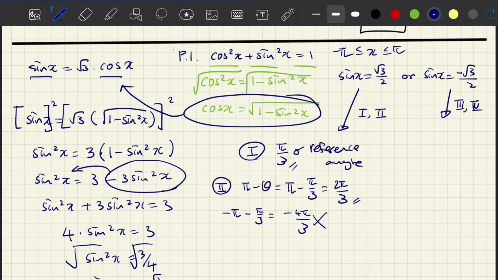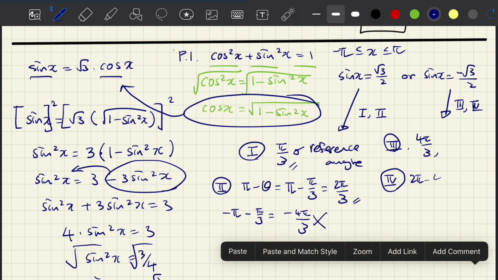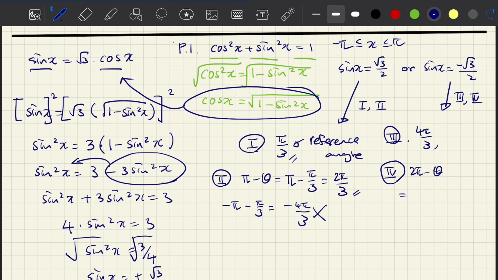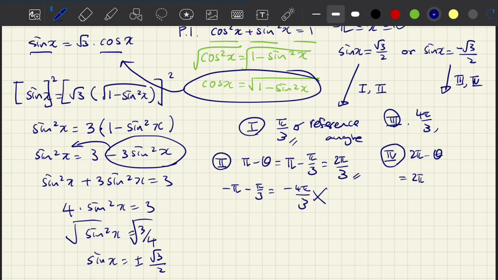Then let's look at sine x equals negative square root 3 over 2. Okay, so on the third quadrant, we know that it will give us 4 pi over 3 as our reference angle, right? Then on the fourth quadrant, which is the quadrant that will have a negative sine x value, again using the reference angle, it's going to be 2 pi minus theta. So using this reduction formula, it's 2 pi minus 4 pi over 3, which is the same as 2 pi over 3. So this is again another angle.